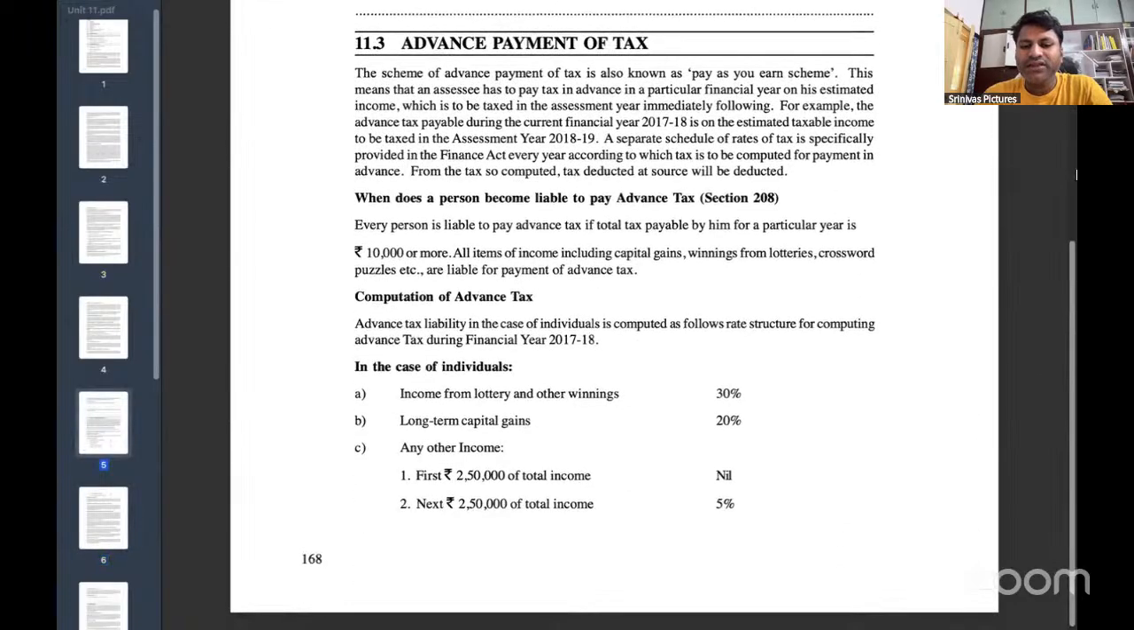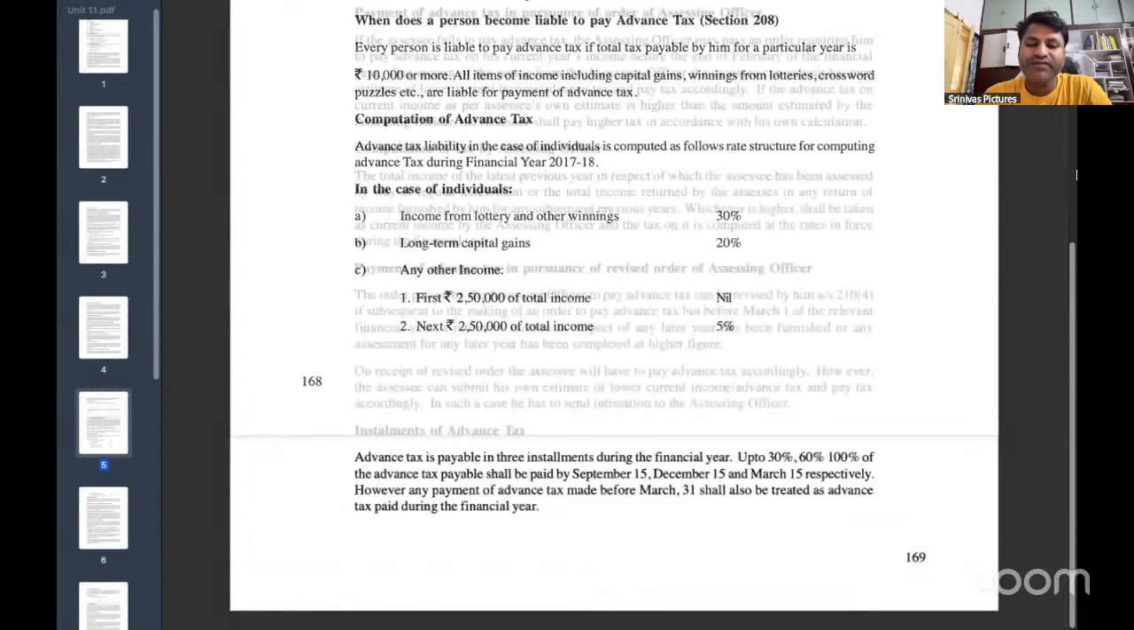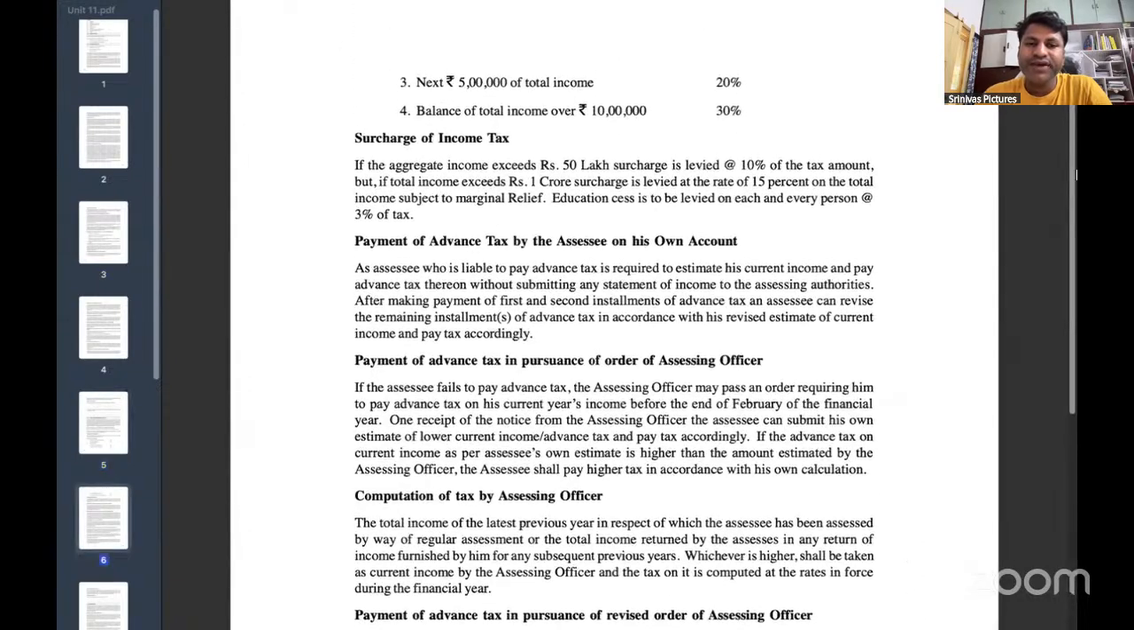Income from lottery or other winnings is taxed at 30%. Long-term capital gains at 20%. In other cases, the first 2,50,000 is exempted, the next 2,50,000 is taxed at 5%, the next 5 lakhs at 20%, and the balance of total income at 30%. These are the old slab rates. Surcharge is applicable when the assessee has more than 50 lakhs income, 10% surcharge also we are going to pay. Then health and education cess is also paid. Here they mentioned 3%, but actually it is 4%.